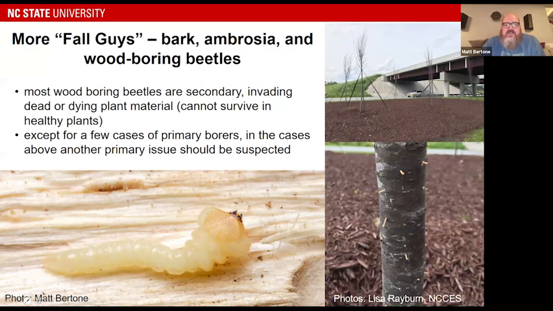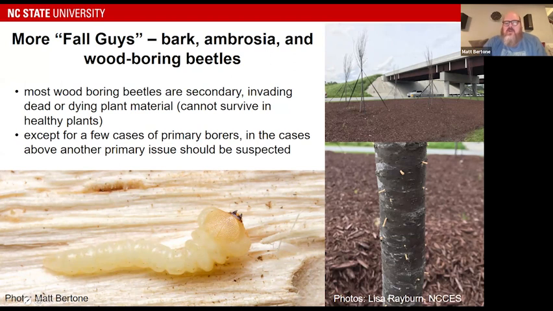And one thing I really, really like to drill home with people is that another fall guy that is also related to this concept of stressed plants being more attractive to insects are the bark, ambrosia, and wood boring beetles. So all the time I get people saying, wood borers killed my plant, or I found a wood borer in here, it must be the thing that killed my plant. But that's really very rarely the case.